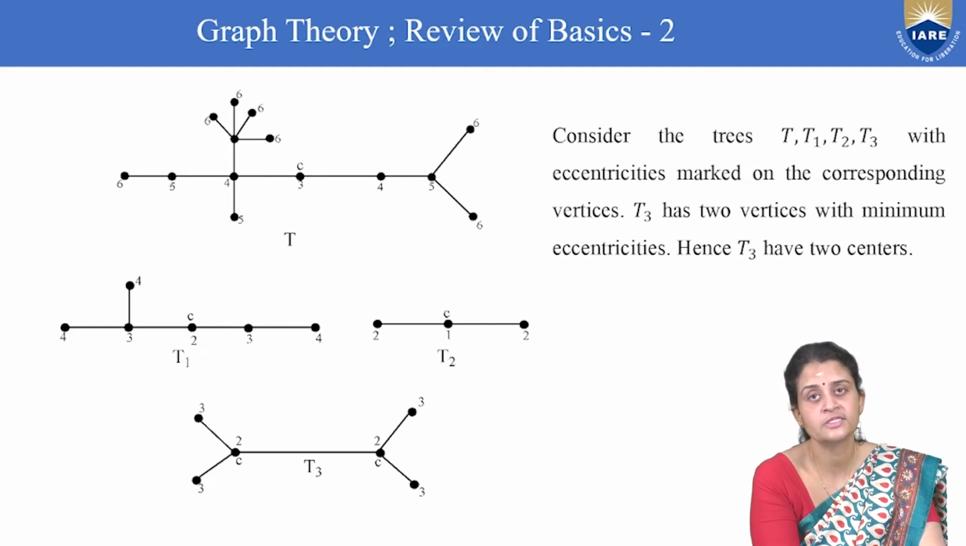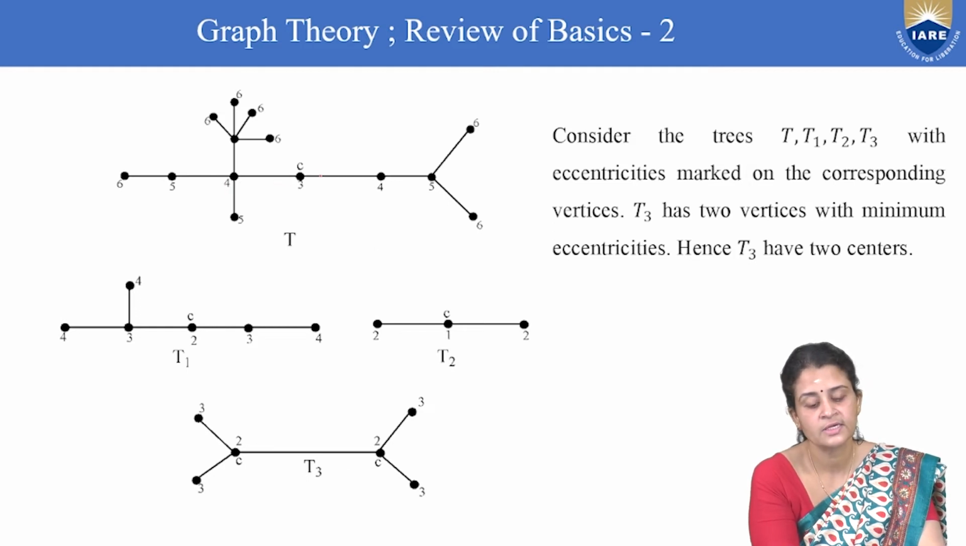And what about this vertex? We are considering this path 1, 2, 3 only. Here 1, 2 and here 1, 2, 3, 4 and 5. And this vertex: 1, 2, here also 1, 2. When we consider this path, 1 only, and here 1, 2, 3, 4. So the eccentricity of this vertex is 4.